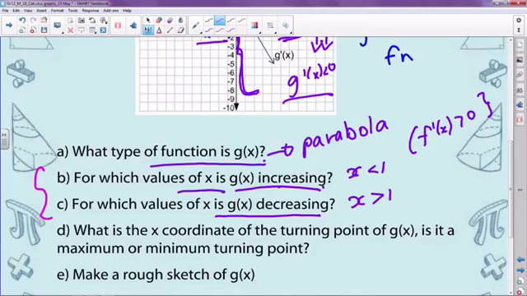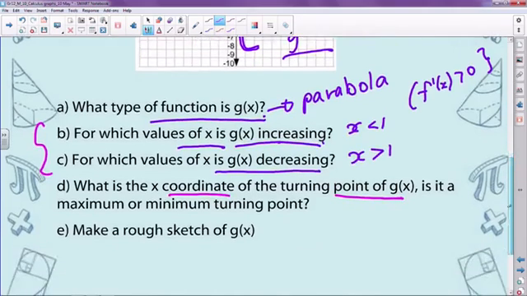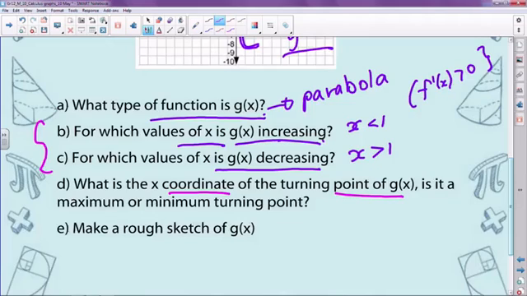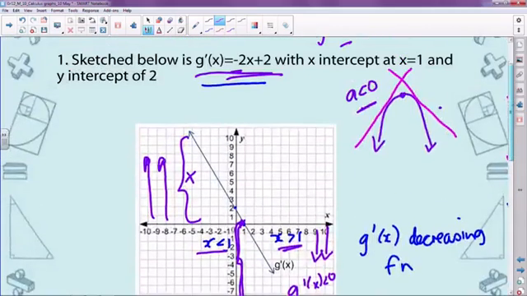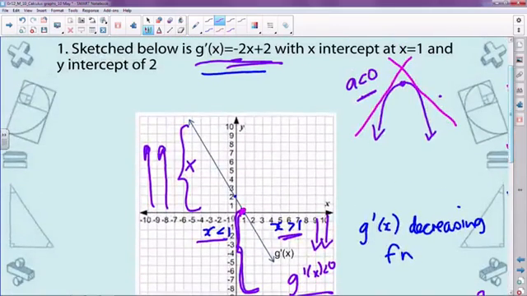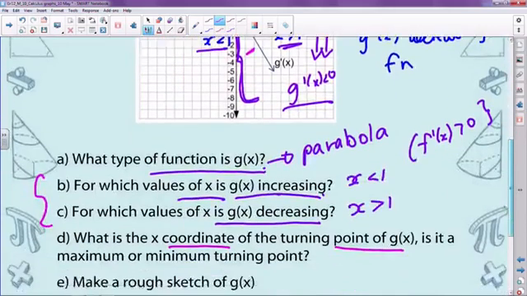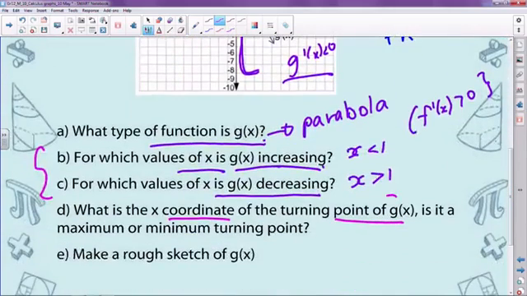All right. Part D says, what is the x-coordinate of the turning point of g of x? Well, we know there's two ways that we can work this out. We can look at the second derivative, or we can simply say, since we can see the gradient at the point x is equal to 1 is changing from positive to negative, that point, x is equal to 1, must be the x value of the turning point of my function. So the x-coordinate there would be x is equal to 1, and that's because your gradient is changing.